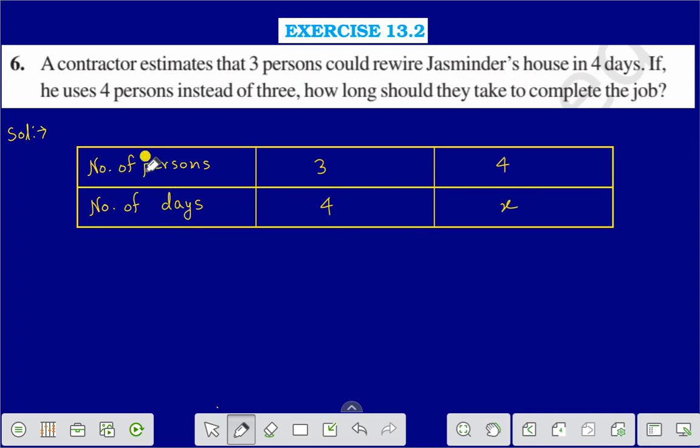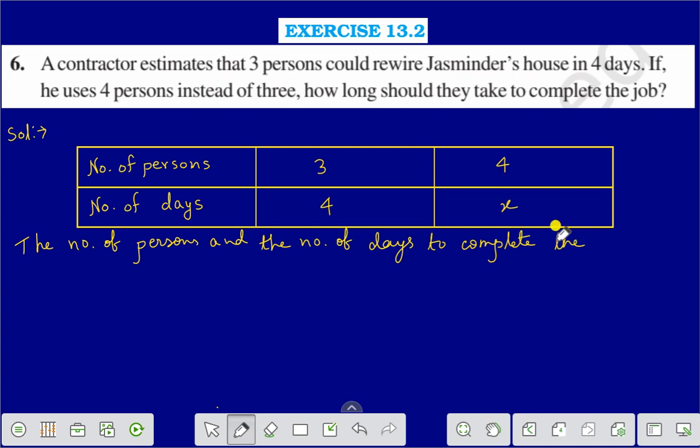Now you see the number of persons and the number of days to complete the job are in inverse proportion.